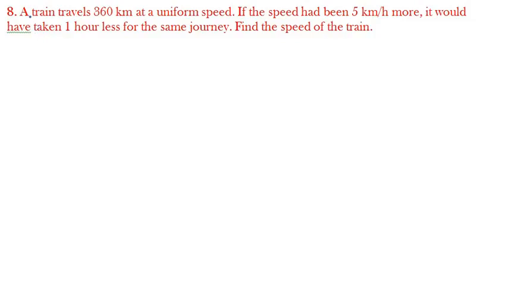Now the eighth one: a train travels 360 kilometers at uniform speed. If the speed had been 5 kilometers per hour more, it would have taken 1 hour less for the same journey. Find the speed of the train. Solution here.